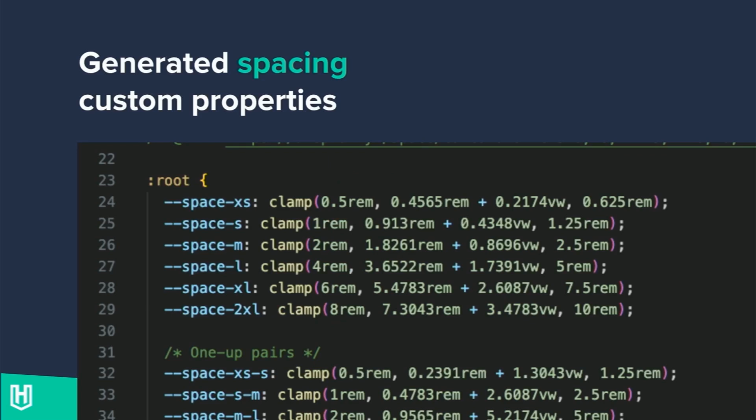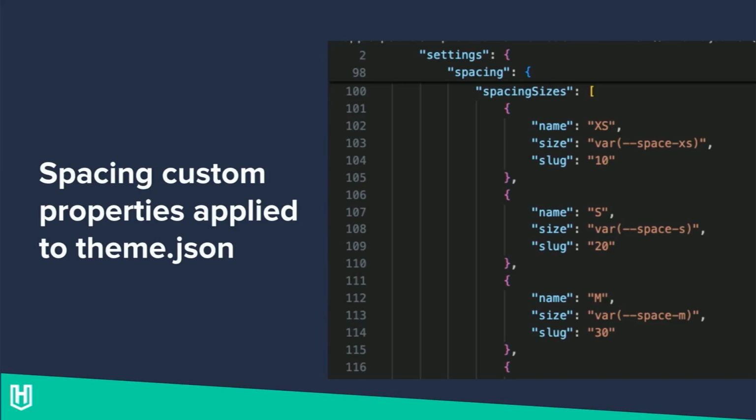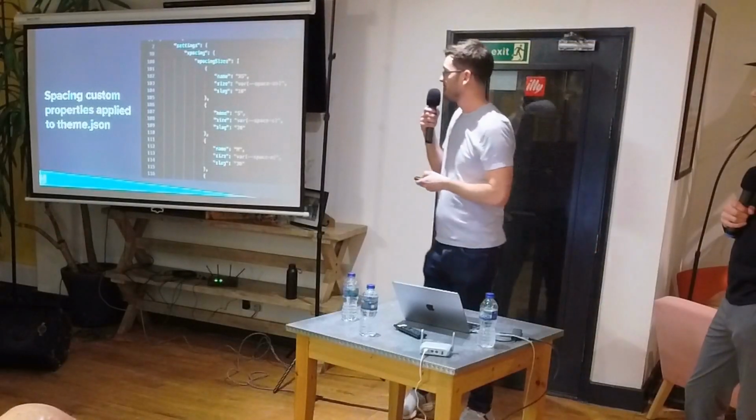But the Utopia tool also generates fluid spacing rules, and I find these really useful. It's exactly the same type of system. And again, within your theme.json file, you can plug in your custom properties like this, and then you've got nice fluid responsive spacing rules.